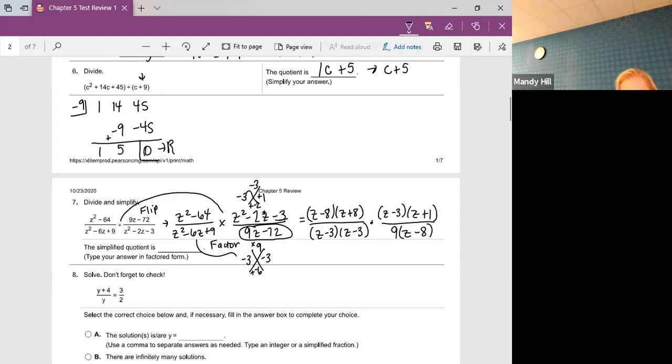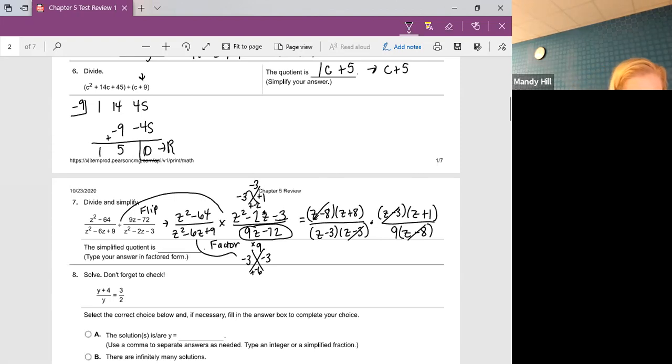Now keep in mind that anything that is the same on the top and the bottom will cancel out. Like I've got a z minus 8 and a z minus 8 on the top and the bottom. They're just alike, they'll cancel out. I've got a z minus 3 and a z minus 3. I could have used either one of those, but that will cancel out. And it looks like that is it for what's going to cancel out for me.